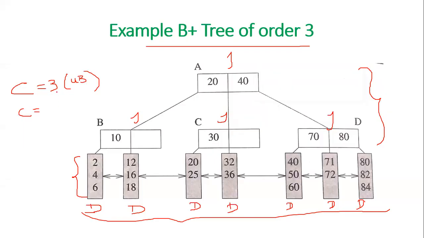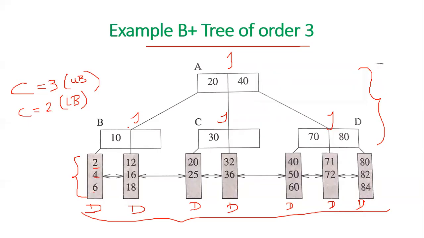3 by 2 is 1.5. Ceil of 1.5 is 2. So the lower bound is it should have at least 2 keys, or elements. So these are the elements. Other things are just indexes. Okay, fine. Good. Now let us see what this particular tree says.